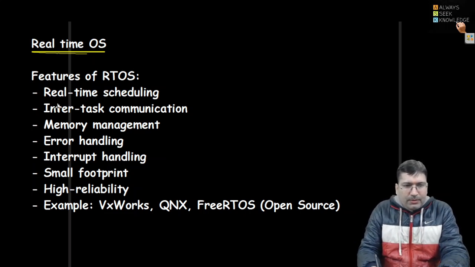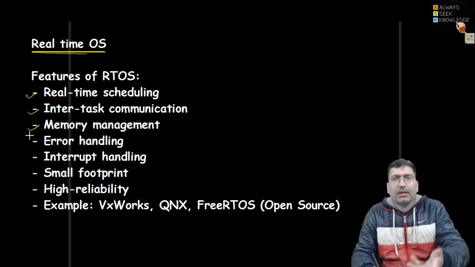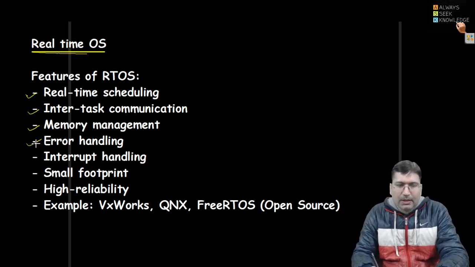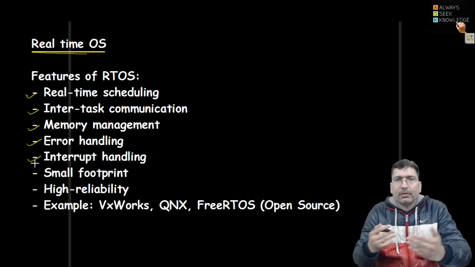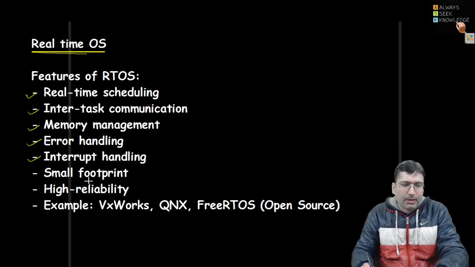So the real-time system incorporates real-time scheduling. We will discuss that later when we talk about scheduling. Inter-process communication or inter-task communication is implemented in this. Memory management they do because they initiate a number of processes at a time. Error handling is required. Interrupt handling is also there because if a process is not able to complete within the time frame or deadline, then the process will be interrupted.